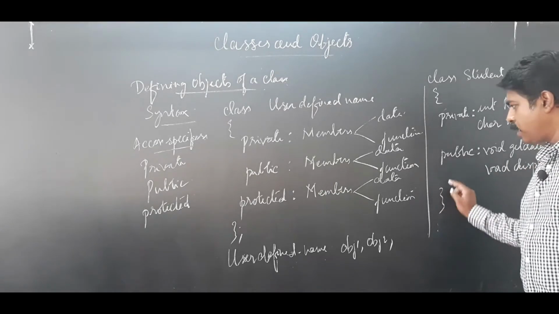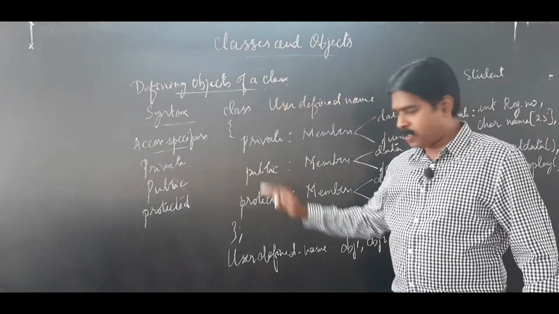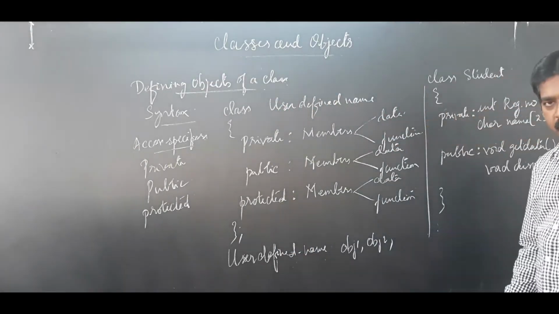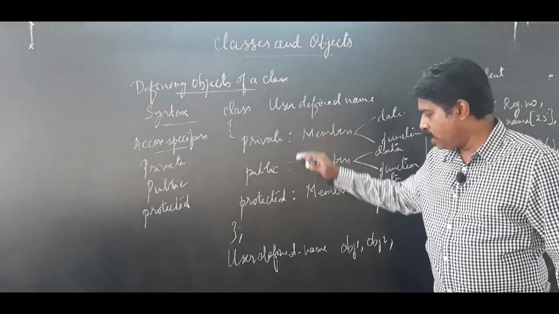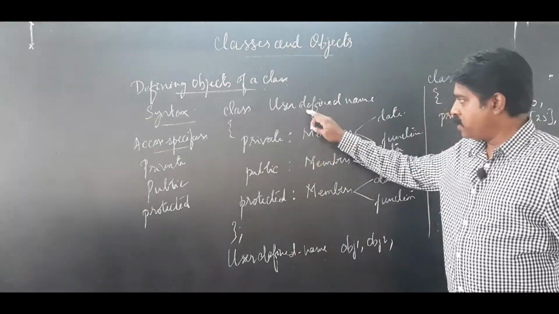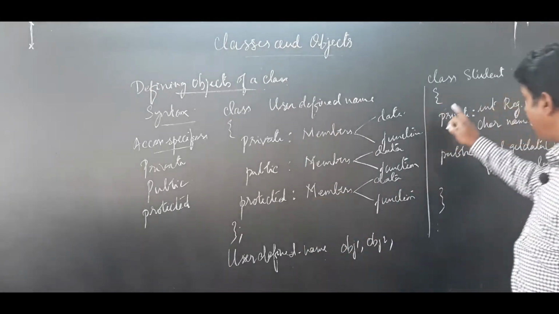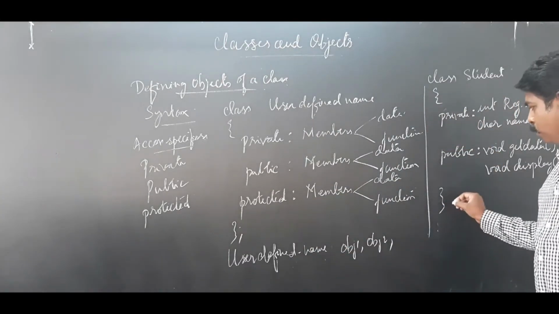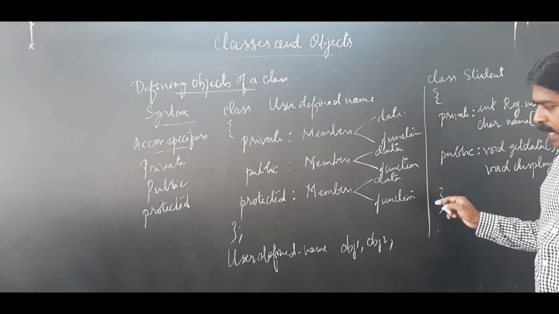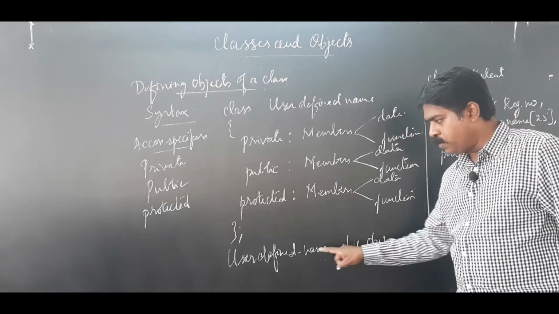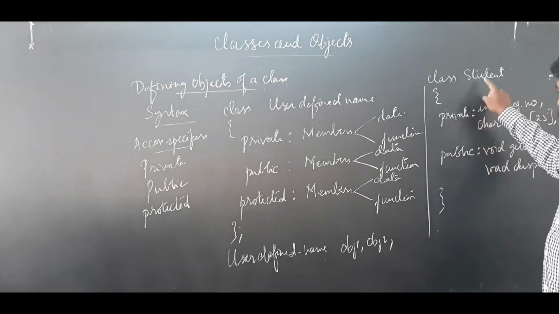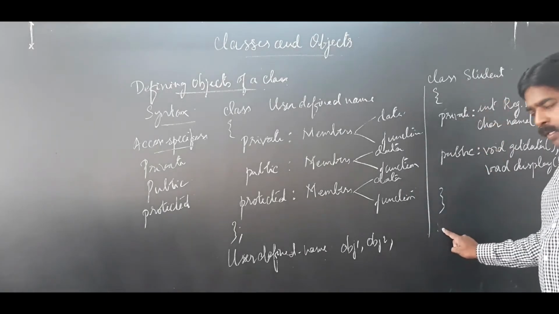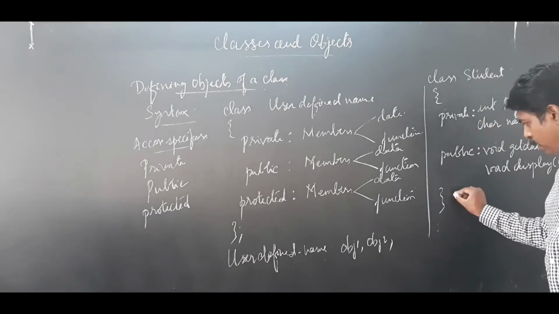So according to the syntax, according to the topic, we are supposed to write about the object, right? So check it out. User defined name is here. That is the class name that you give. Here the class name is student. When you are creating the object, you will be using what? The class name. Here we are going to consider student. But here I have not written a semicolon, I have to write a semicolon.